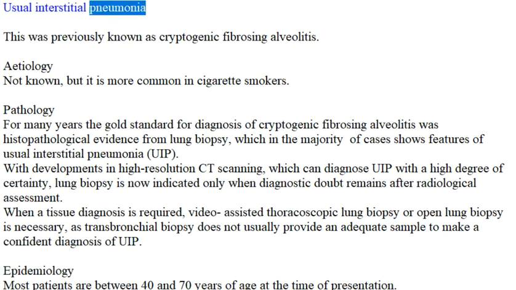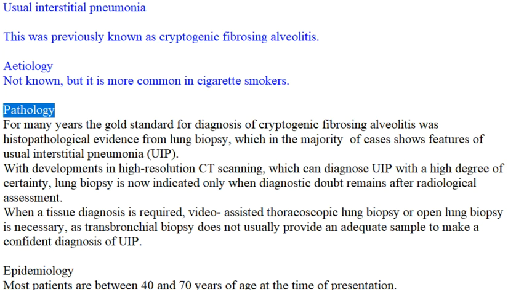Usual interstitial pneumonia. This was previously known as cryptogenic fibrosing alveolitis. Etiology: not known, but it is more common in cigarette smokers.